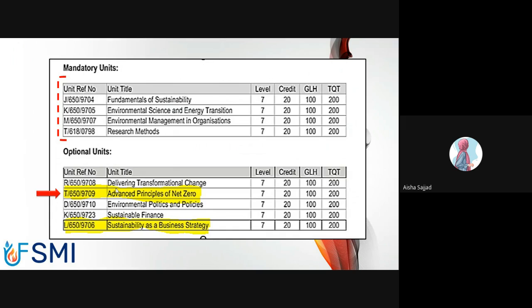After that, we have finally moved to the optional units, which are the elective units, out of which two are the ones that have been elected by most of the candidates. Therefore, only these two will be explored. These two are Advanced Principles of Net Zero and unit number 9, Sustainability as a Business Strategy. So today we are focusing on Advanced Principles of Net Zero.